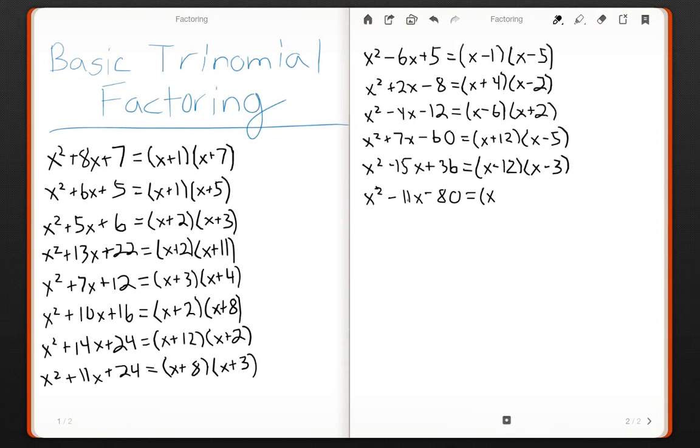And since we need to add to a negative number, that means the larger number 16 is going to be negative, and the smaller number will be positive.